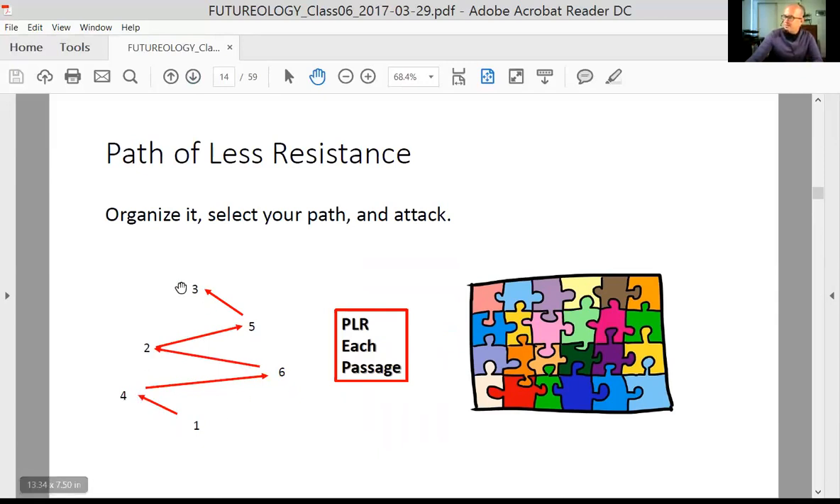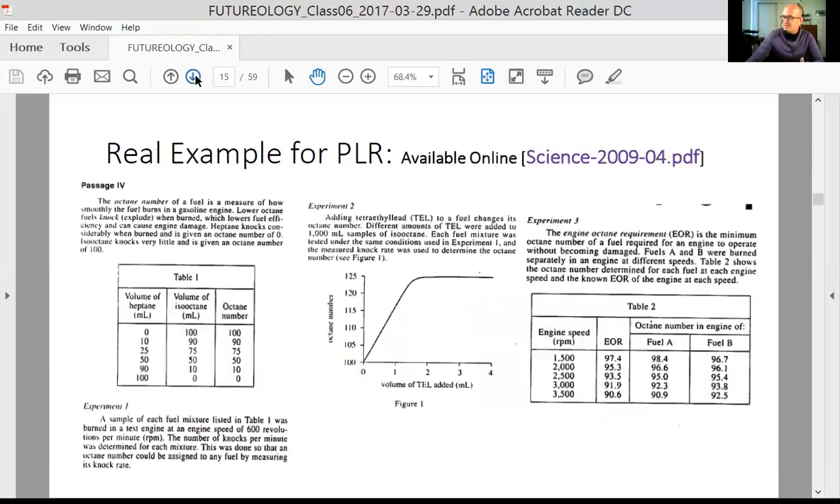The idea is that when you take a look at your passage or your puzzle, there's an easier or a harder way to put it together. The easiest way to put a puzzle together would be to line up all the flat pieces, put the corners in the right spots, and then try to work your way in. We want to do the same kind of thing with an ACT Science section. So that's the path of less resistance.